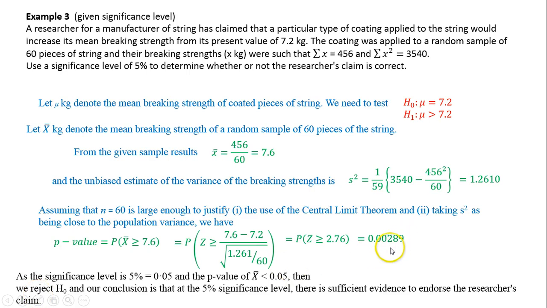Our p-value is less than that, so we reject H0, and our conclusion is that at the 5% level there is sufficient evidence to endorse the researcher's claim. So that's given 5% as the cutoff level.